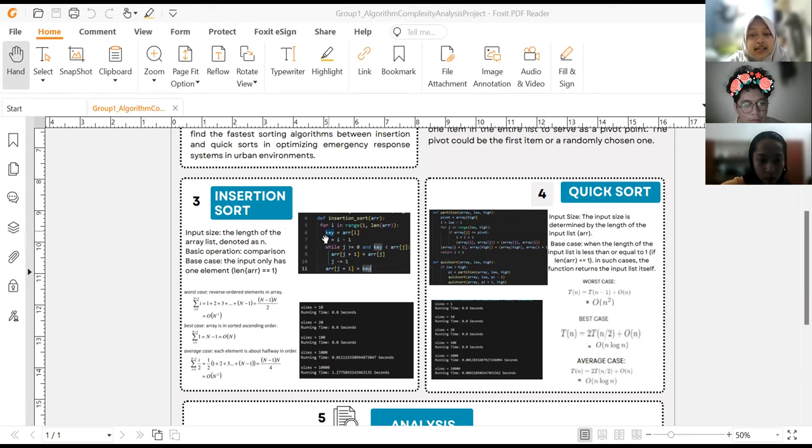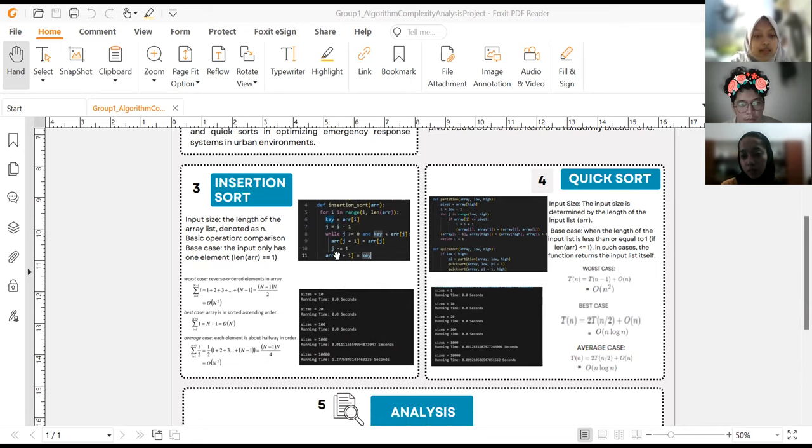And yeah, the array itself is filled with the ambulance information, such as the ambulance ID or name, and then the ambulance distance from the patient's location, which can be calculated using another function. But in this case, let's just assume that the distance is already there, so it's a random number. So we're going to sort based on the ambulance distance from the patient's location. And then I'm going to talk about the best case first.